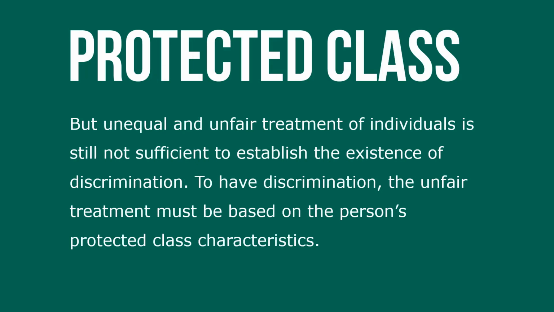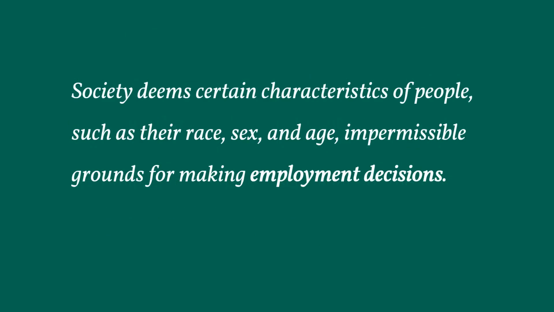But equal and unfair treatment of individuals is still not sufficient to establish the existence of discrimination. To have discrimination, the unfair treatment must be based on the person's protected class characteristics. Society deems certain characteristics of people, such as their race, sex, and age, impermissible grounds for making employment decisions.